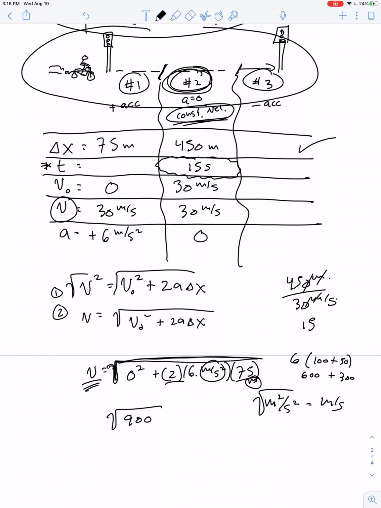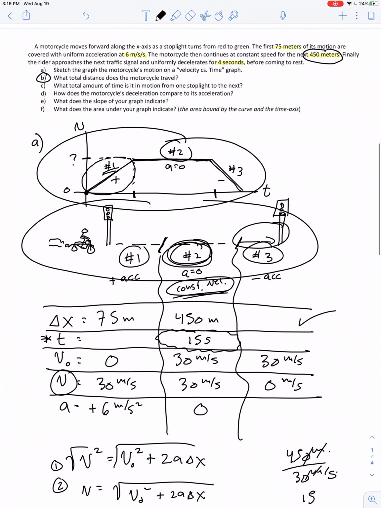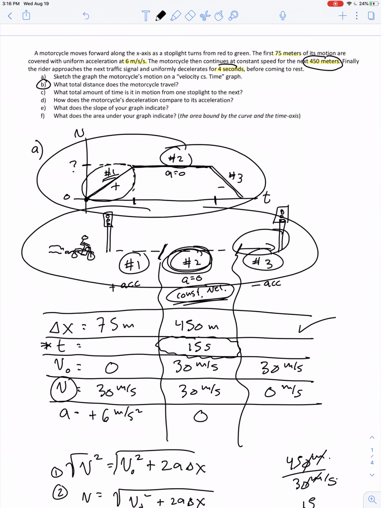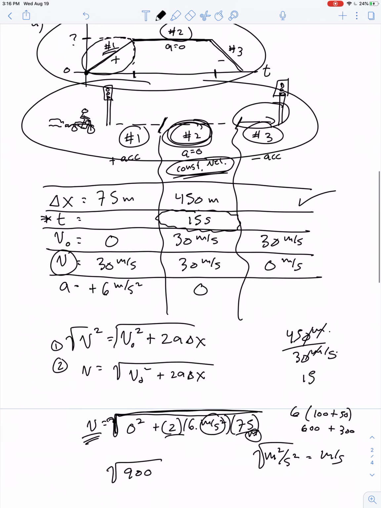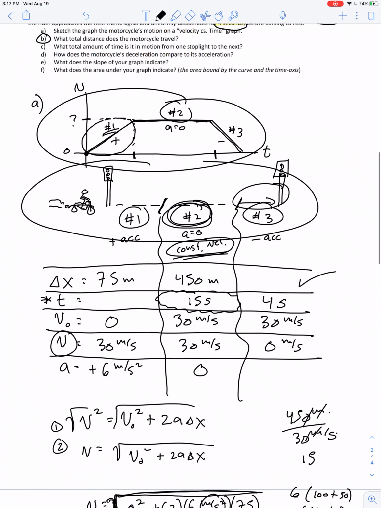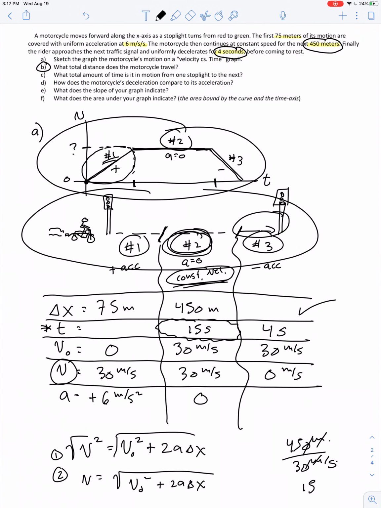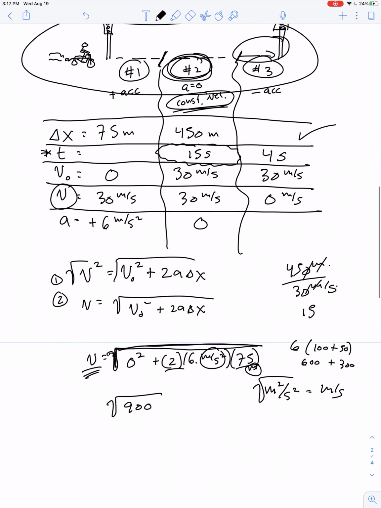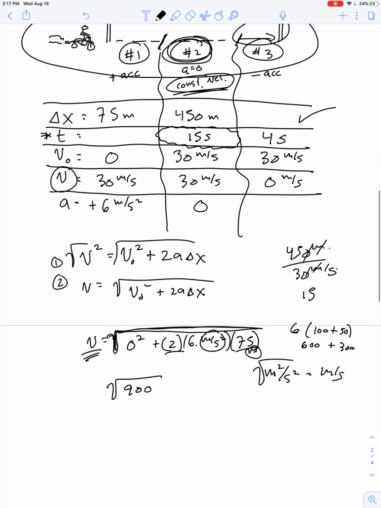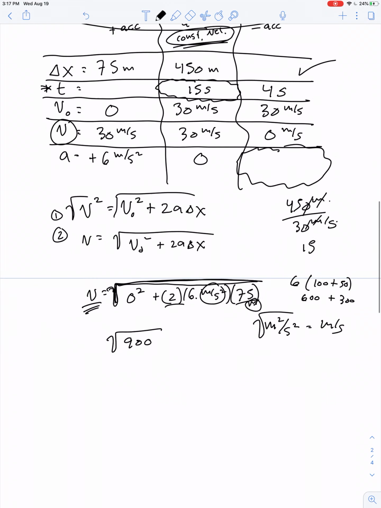Now, in the third interval of motion, it enters into that part also with an initial speed of 30 meters per second, but we know the final speed is 0 because it comes to rest. We're also told that the deceleration lasts for 4 seconds. And that's as much as we're given for the final interval. So let's see if we can figure out what the acceleration value is in the last interval.